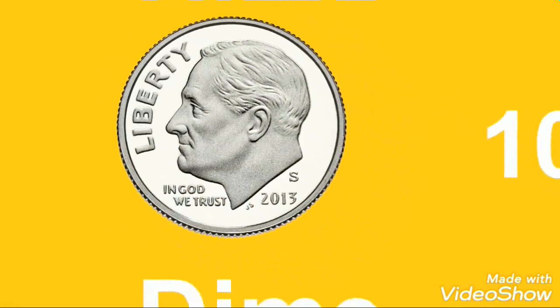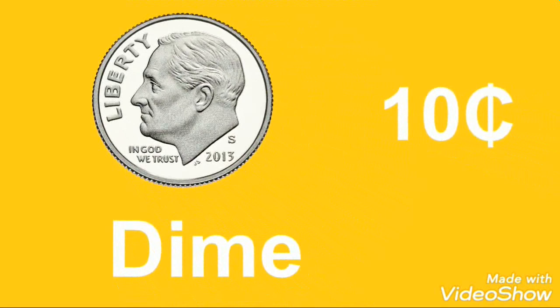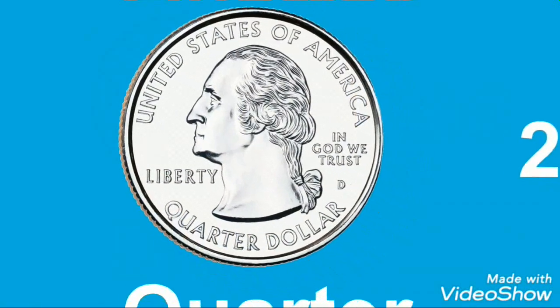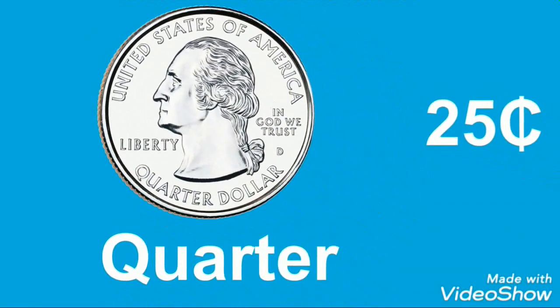A dime is worth 10 cents. President Franklin D. Roosevelt is on the front of the dime. A quarter is worth 25 cents. President George Washington is on the front of the quarter.